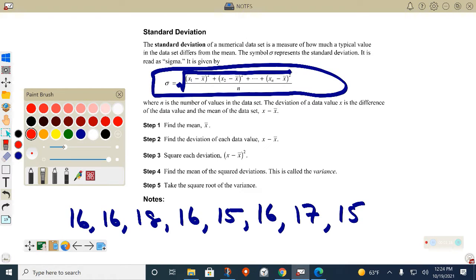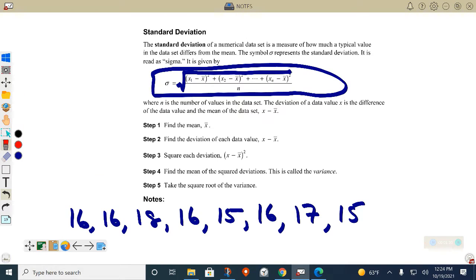Let me use red to kind of focus on what's going on. What's going on is I'm taking every data value. That's what x sub 1 means, x sub 2. Look at x sub n. What it means is every data value from the first data value to the last.